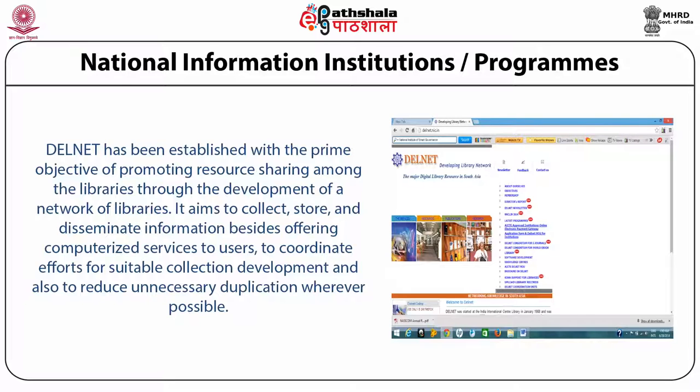For example, a particular book requested by a user is not available in your library, because every library cannot have all the resources. So what will you do? If you take the membership of Delnet, then in that case you will come to know which library is having that particular book.